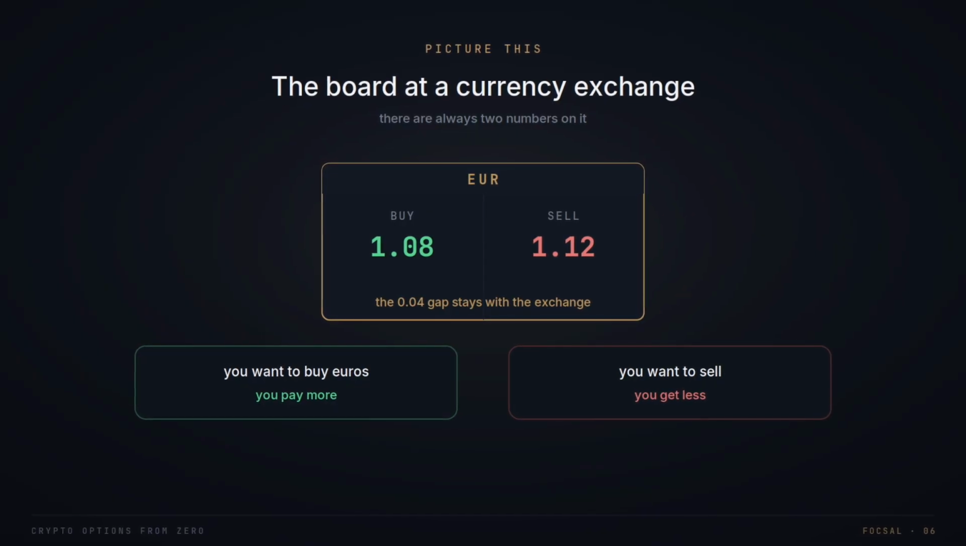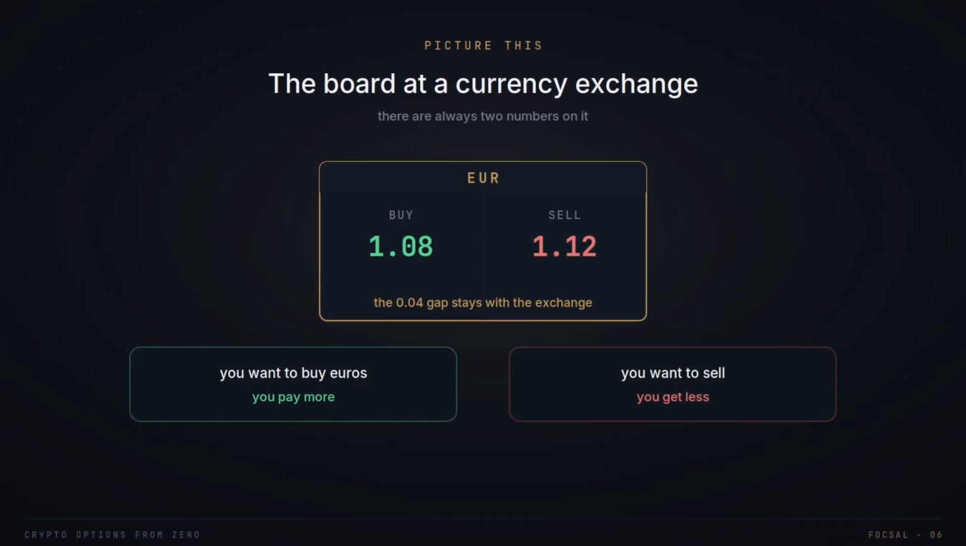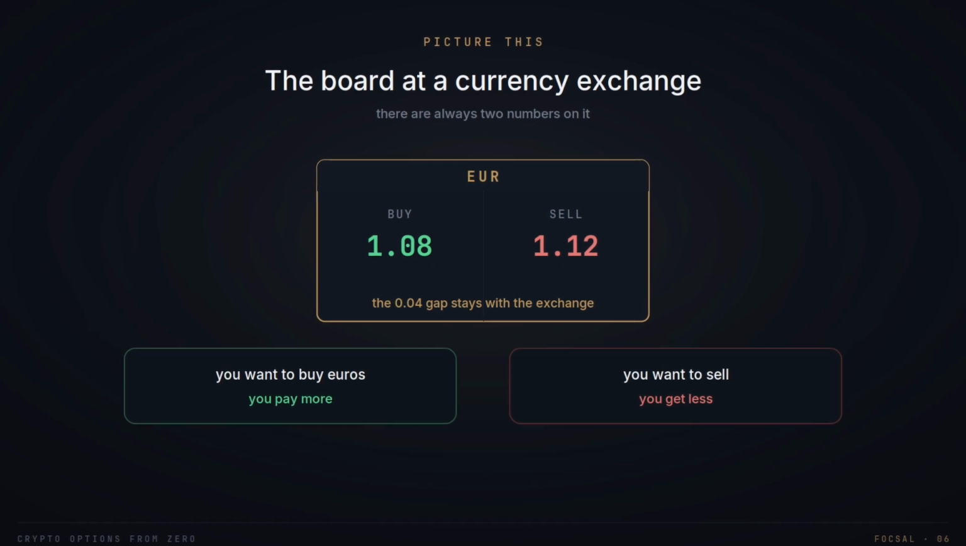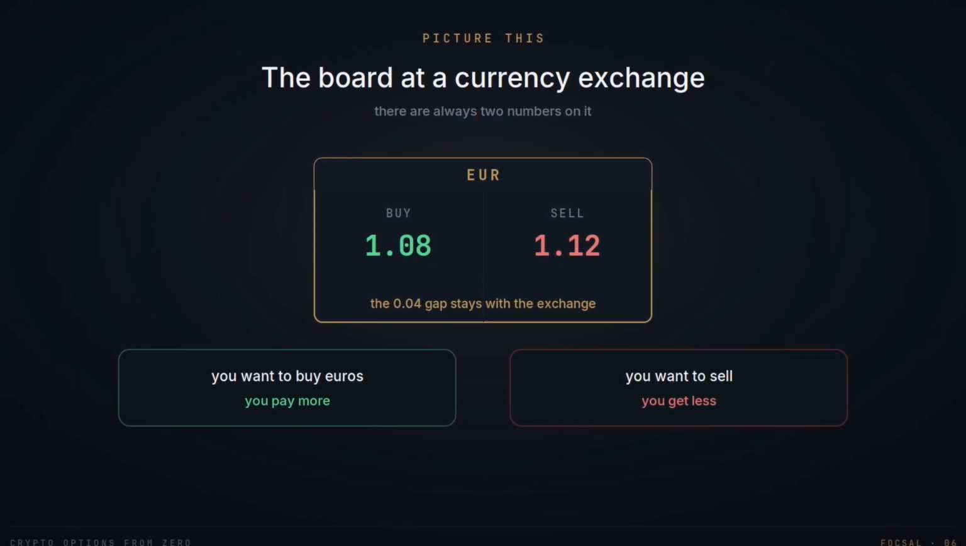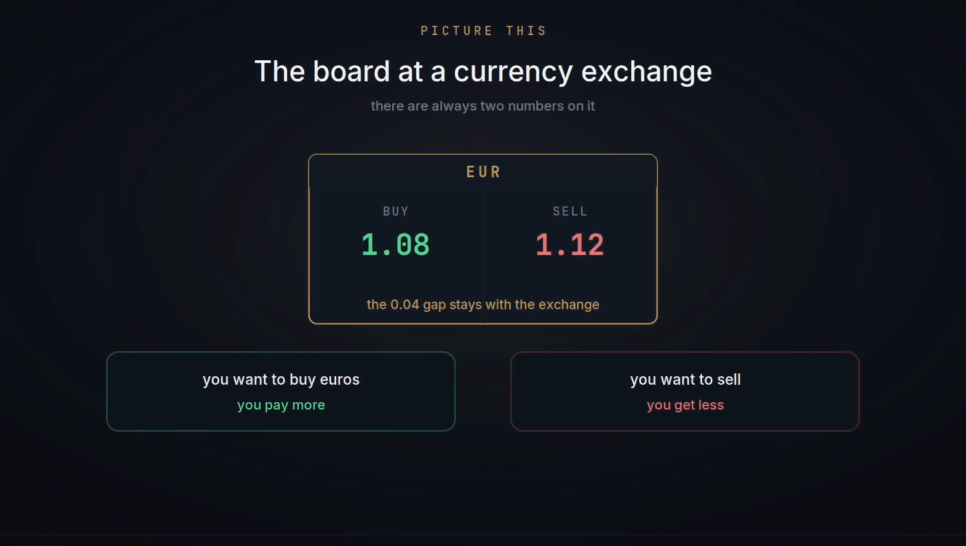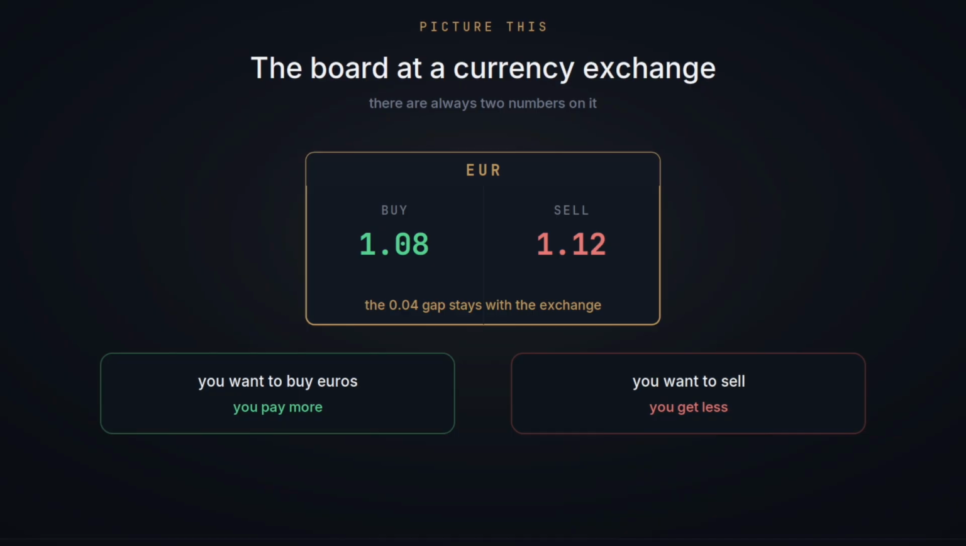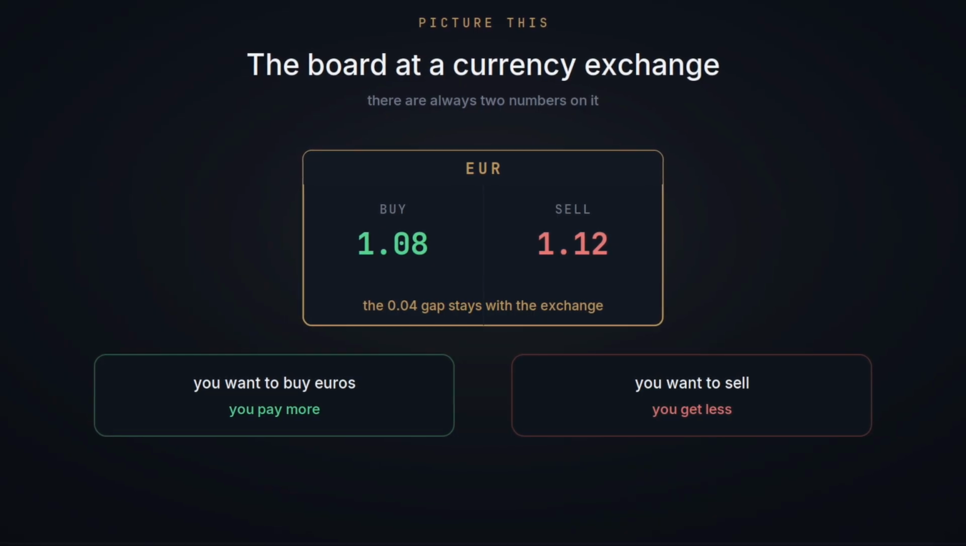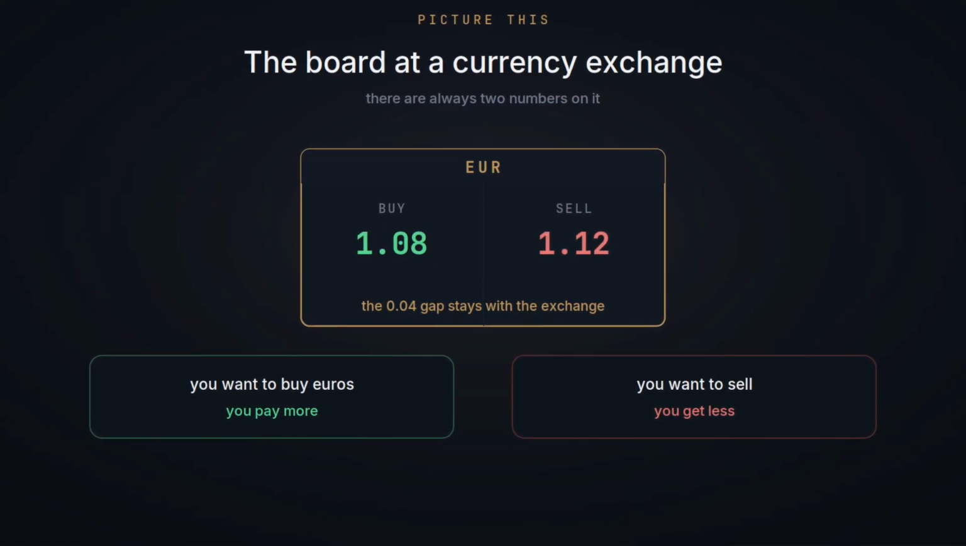Back to those first 2 numbers in the row. An option doesn't have 1 price, it has 2. Picture the board at a currency exchange counter. There are always 2 numbers on it. Buy and sell. You want to buy euros, you pay more. You want to sell them, you get less. The difference stays with the exchange.